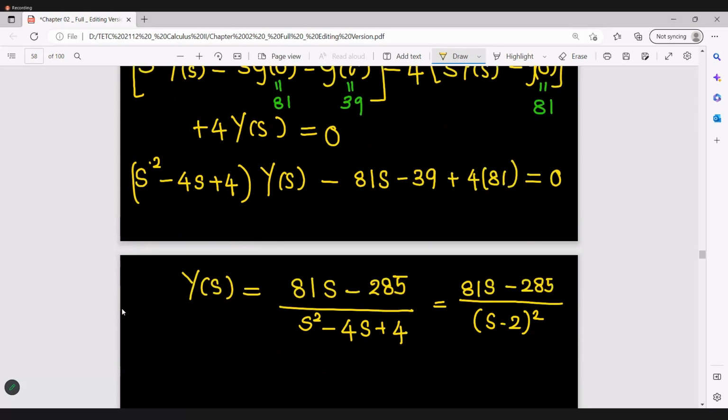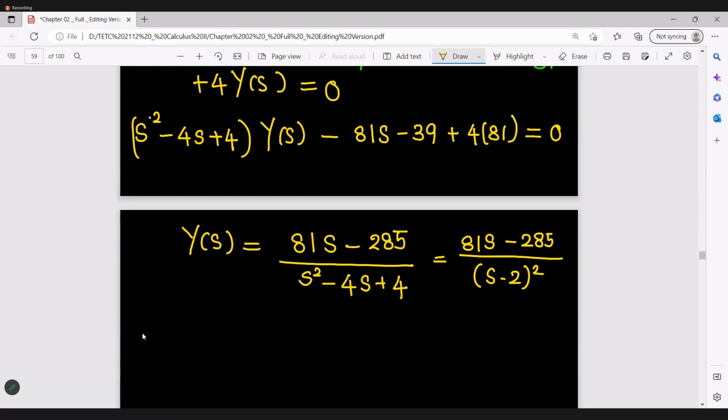So then we can write the expression to find the partial fractions. Since this is a perfect square, we cannot obtain the answer by using the completing the square method. We need to proceed with partial fractions. So how to write the partial fractions? 81s minus 285 over s minus 2 to the power 2. So how to write the expression for partial fractions? Hurry up, tell me. S minus 10?